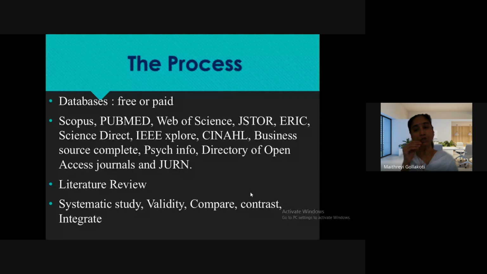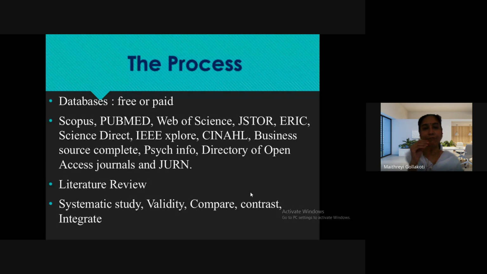So institutional subscriptions are easier because the institution can pay for it and everybody in the institution can use it, any number of people, because they will have only one pass and they will give access to everybody in that institution. They just have to put a password, that's it. So mostly researchers depend on institutional subscriptions. I have done my research based on individual subscriptions mostly. Okay, so Scopus, PubMed, Web of Science, JSTOR, ERIC, ScienceDirect, IEEE Xplore, CINAHL, Business Source Complete, PsycINFO, Directory of Open Access Journals, and so on.